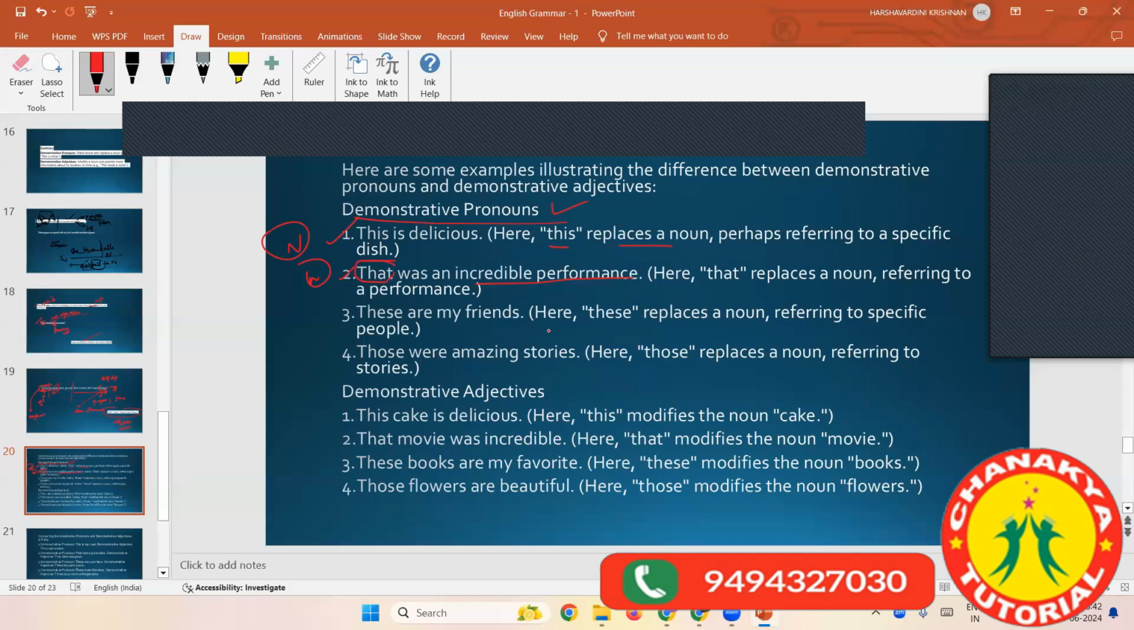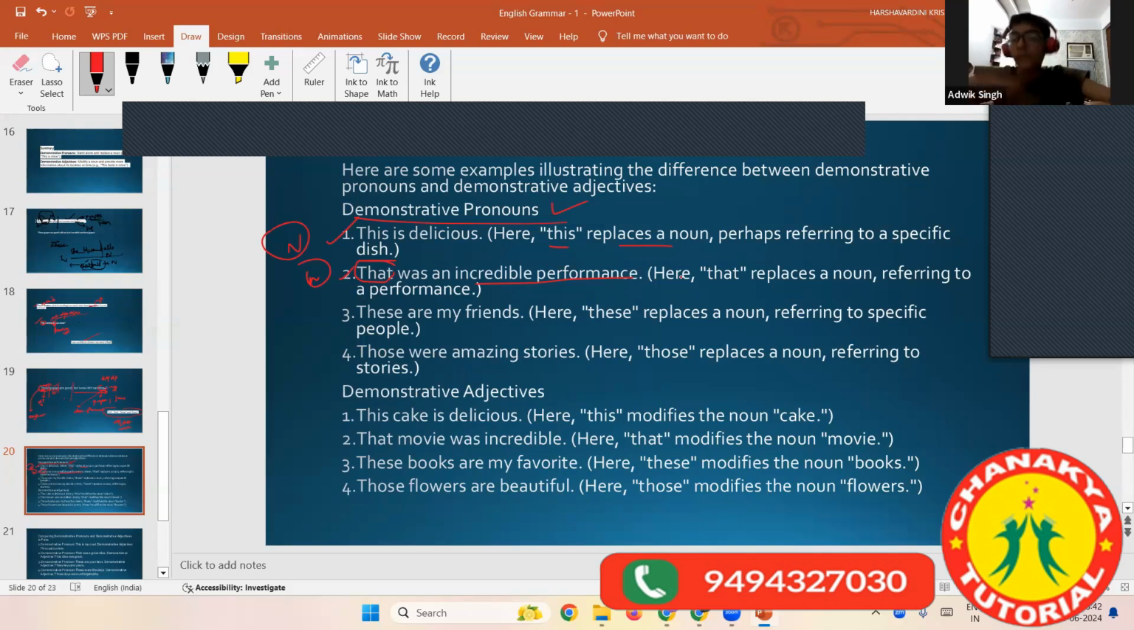See here: "These are my friends." Here we know that these people are your friends, but we don't know the names of the friends, no? Because the name of a person, place, animal and thing is the noun, correct? So we don't have the name of the friend. If I say Advising is my friend, then Advising is a noun. But here we don't have a noun. Instead of a noun, they are using these, replacing it with these. So these comes under demonstrative pronoun. Correct?